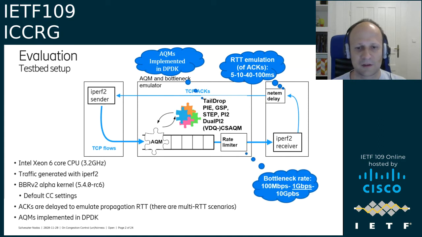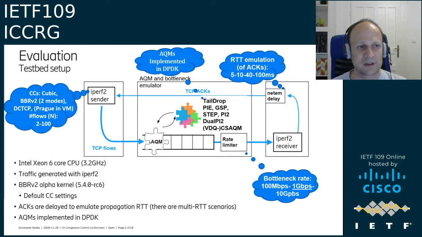The bottleneck rate was changed between 100 meg and 10 gigs, and the results I present are with 1 gigabit per second. And we use several congestion controls: cubic, BBRV2 in both scalable and classic mode, and DCTCP. We changed the number of flows from 2 to 100 in these measurements.